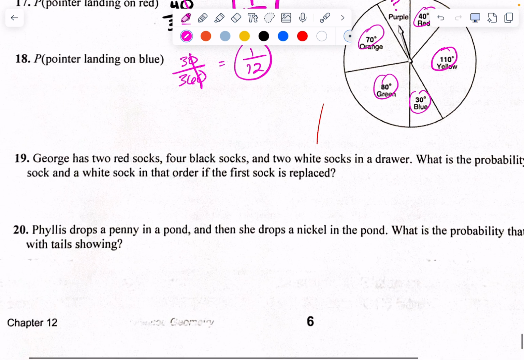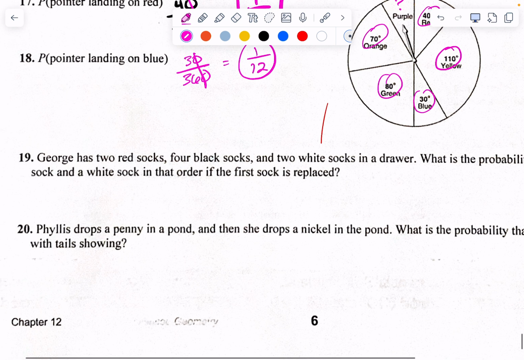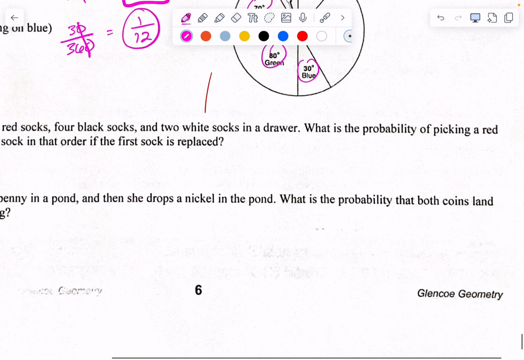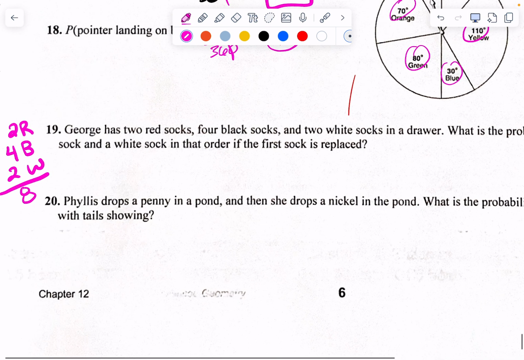Okay. Number 19, George has. These questions are notorious for making lists, and whenever I see this start, like on MAPS testing or on the ACT, I start making the list. So 2 red, I list them off to the side so I don't have to reread. 4 black, 2 white, which is a total of 8 socks. Okay, we want to know what is the probability of picking a red sock and a white sock. I'm circling the word and because and means multiply. I'm multiplying because there's 2 socks that I'm choosing.